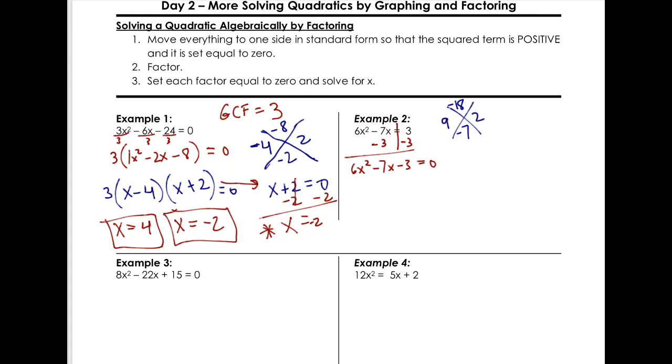We need the signs to work out. So it's going to be a negative 9. Negative 9 times 2 is negative 18. Negative 9 plus 2 is negative 7. So now we have our factors. That is x minus 9, x plus 2.